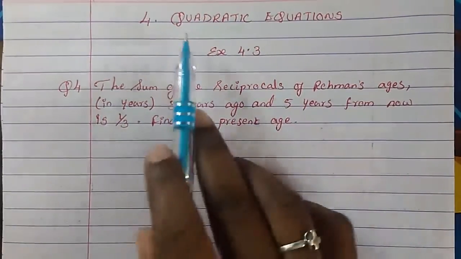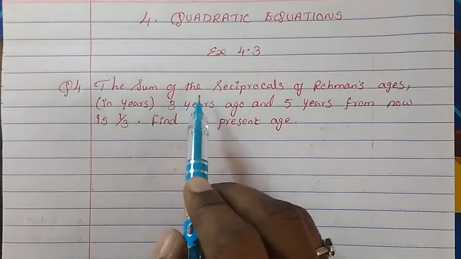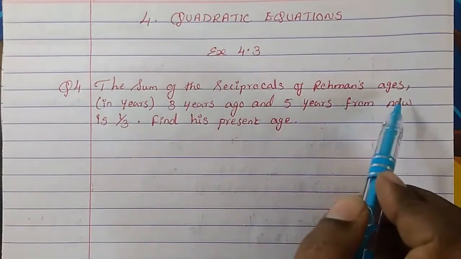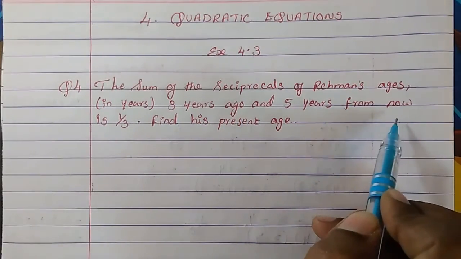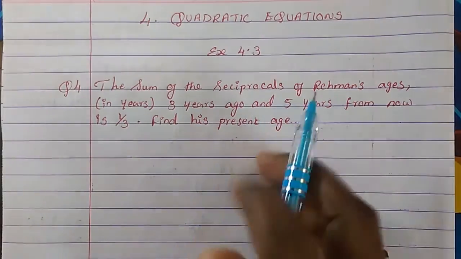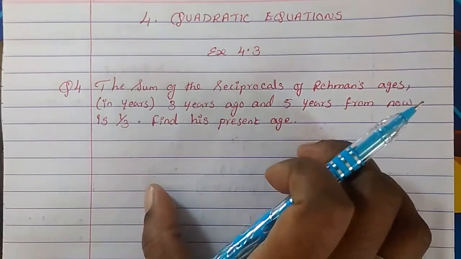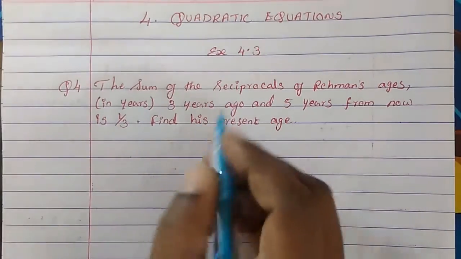Today we are going to study chapter 4 quadratic equations, exercise 4.3, question 4. The sum of the reciprocals of Rahman's ages 3 years ago and 5 years from now is 1 upon 3. Find his present age. Whenever an age problem comes, it's very easy. We have to find the present age, so we start from there only.